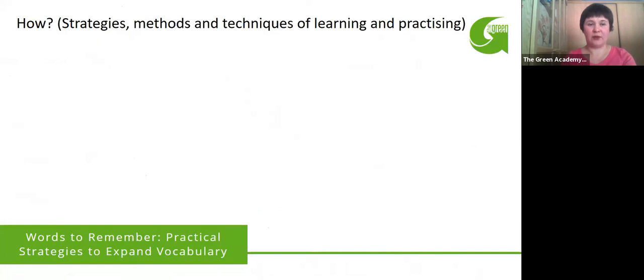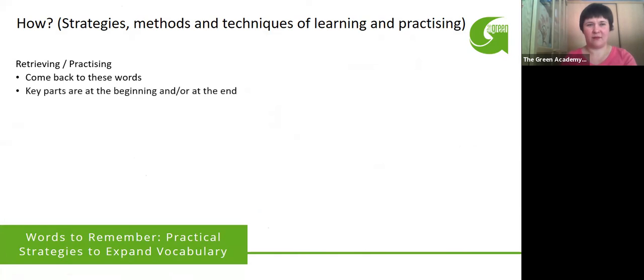Let's move on. Then we need to somehow retrieve or practice the vocabulary that we have recorded. So come back to these words regularly. And remember that, here are some tips actually. Remember that the key parts of what you learn are at the beginning and at the end. So organize your study sessions so that the most important things are at the end.